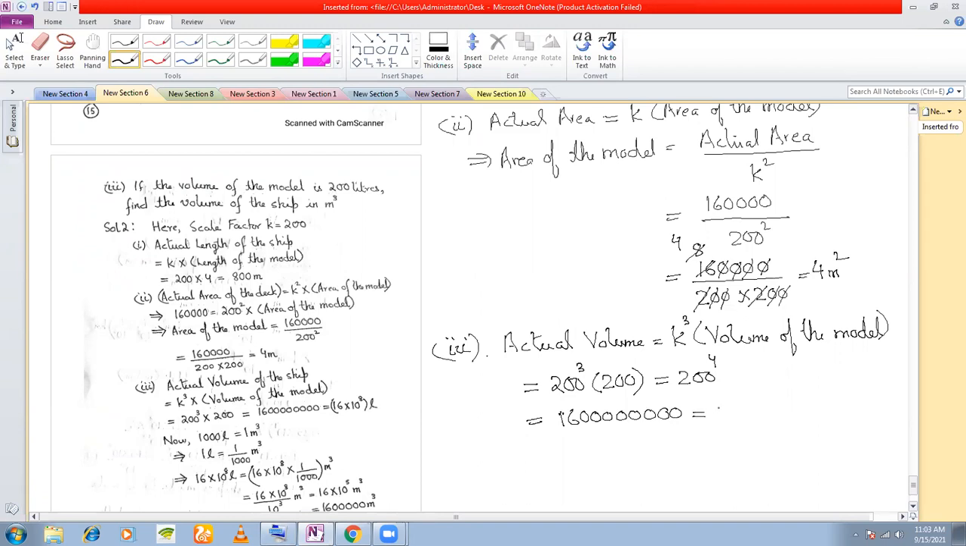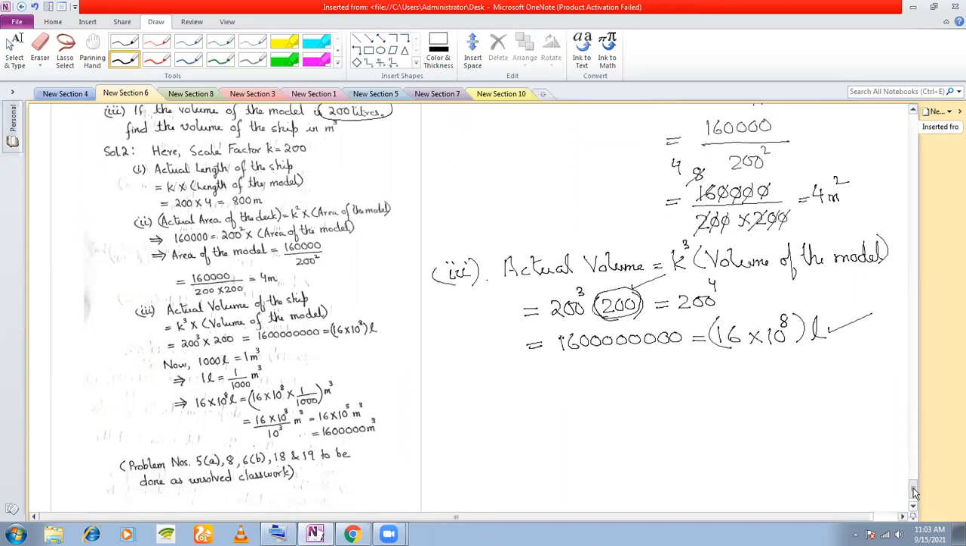You can also write it as 16 into 10 to the power of 8. And this is in liters. Why is this in liters? Because the volume of the model is given in liters. So whatever unit you take for the model, you will get the actual measurement in the same unit. Therefore, we are getting it here in liters.